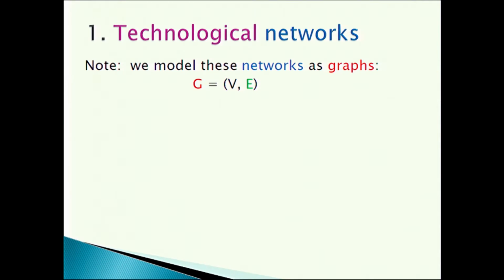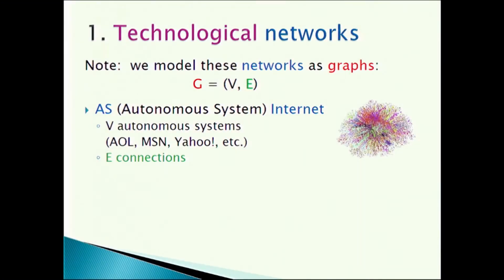First of all, I'm a physicist by training, but I'm a mathematician in my soul. And so I model these networks as graphs, so they have vertices and they have edges. One example of a technological network is the AS Internet. AS is like Stanford.edu, an autonomous system. They could be walled off to prevent a cyber attack. And then we have edges which connect those networks.